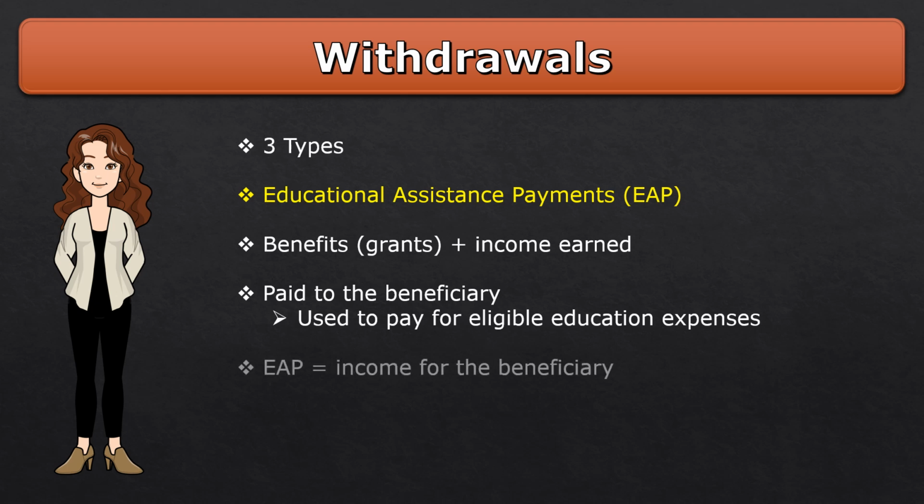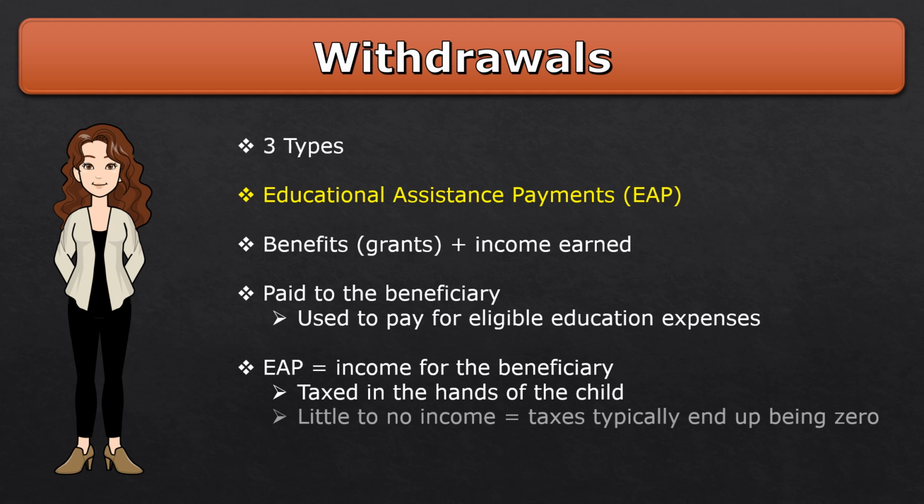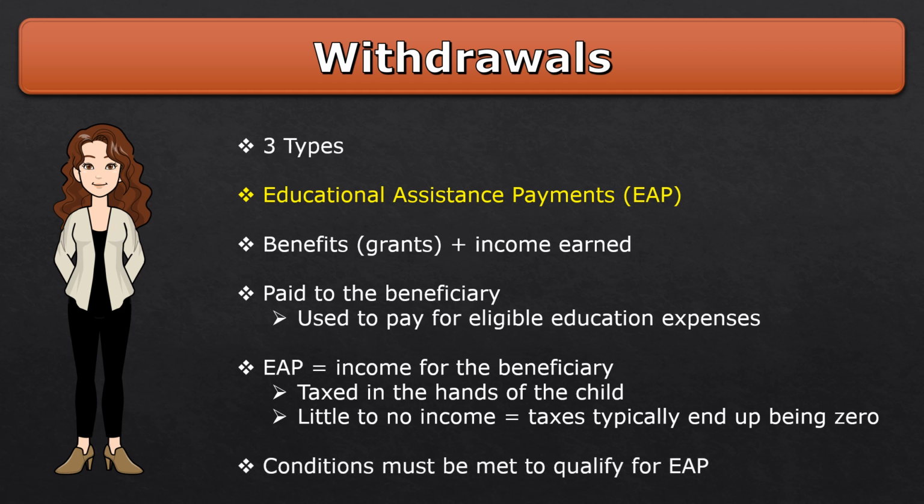Educational assistance payments are considered as income for the beneficiary. In other words, the money is taxed in the hands of the child. Usually, the child has very little to no income while attending school, so the taxes typically end up being 0. There are conditions which must be met in order to qualify for EAPs. We'll dive into them after going over the other 2 types of withdrawals.